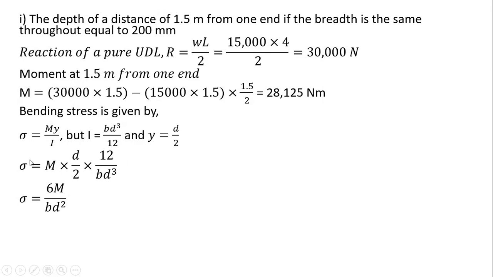When you cancel, you realize this one, in fact, this one, okay. So let me just remove this one, clear there. So it simplifies to 6M over BD squared. That's our stress. And all we can do now is just substitute. So we can do the substituting.